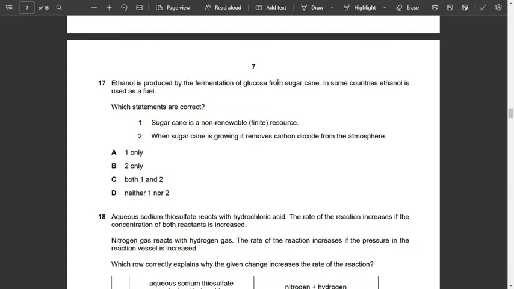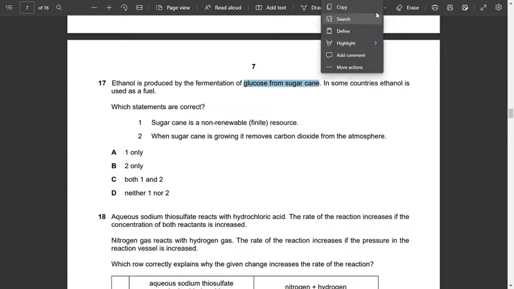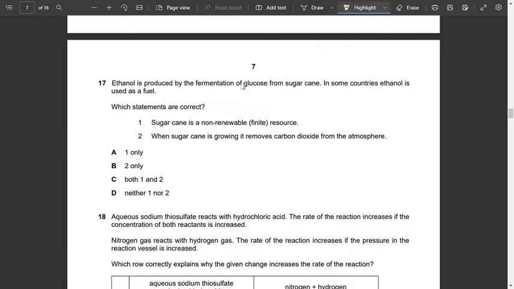Ethanol is produced by fermentation of glucose from sugarcane. We're talking about ethanol. In some countries, ethanol is used as a fuel as well. So, sugarcane is not a non-renewable resource. As we know, we can grow as many as we want. If we cut down sugarcane, we can grow them too. So, it's not a finite resource. It is something that can be sown again, and then it'll grow again. You can harvest them multiple times.